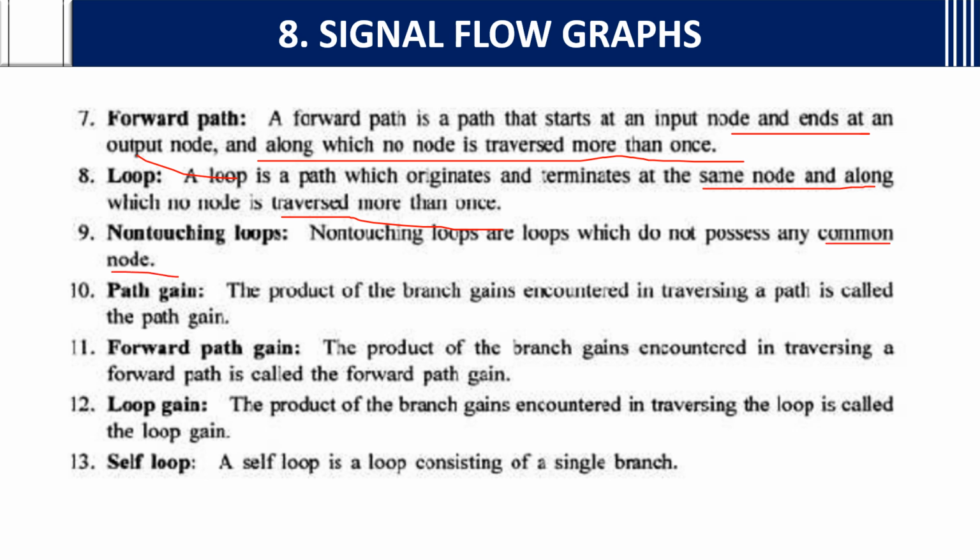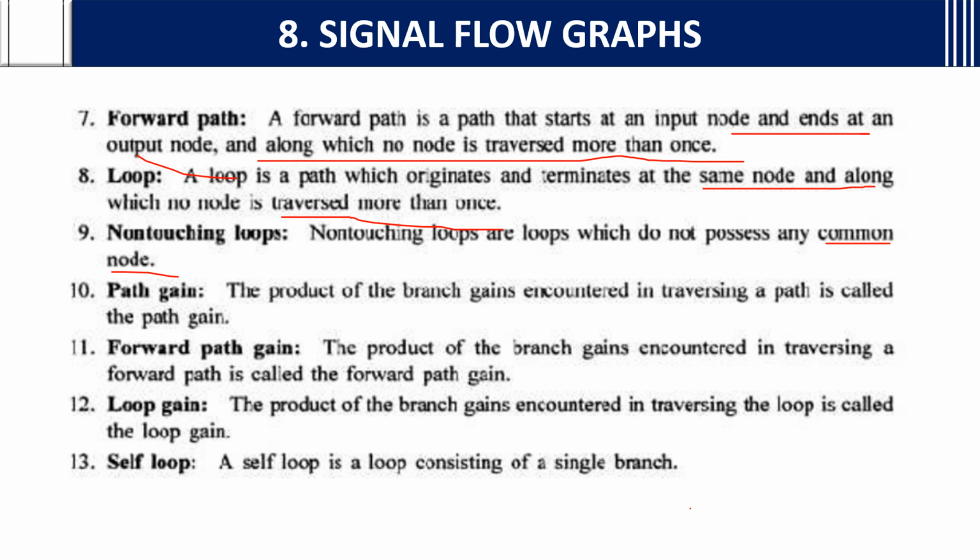Then path gain. The product of the branch gains encountered in traversing a path is called the path gain. The product of the branch gains, nothing but if there is a signal like this with an arrow mark, this is 1 point, this is 1 point. If a gain is given, this is the path gain. Forward path gain is the product of branch gains encountered in traversing the forward path. If there is a path, how many gains are there in it? Those gains' product is nothing but the forward path gain.